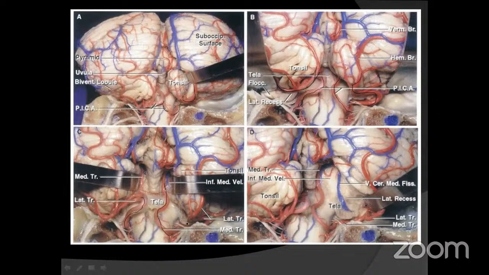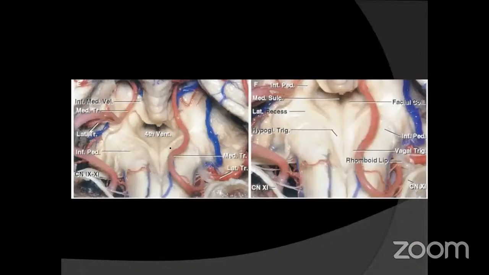Again, these are the PICAs dividing into medial trunks and further later on into lateral trunks. Again, PICA divided into a medial trunk, later on a lateral trunk. We can see on the surface lateral to the fourth ventricle is the medial trunk, and this one that is going to run laterally is the lateral trunk.